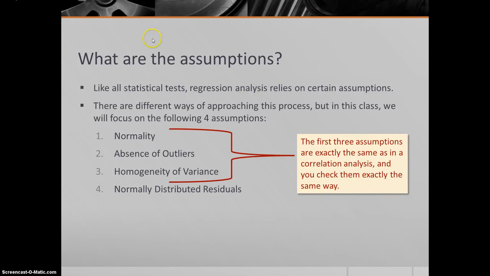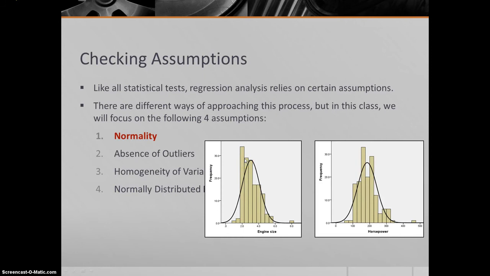So here are the 4 assumptions we're going to be focusing on when we talk about linear regression: normality, absence of outliers, homogeneity of variance, and normally distributed residuals. These are exactly the same as when we talked about correlation. Exactly, and we'll check them in the exact same way. We'll go through those one by one.